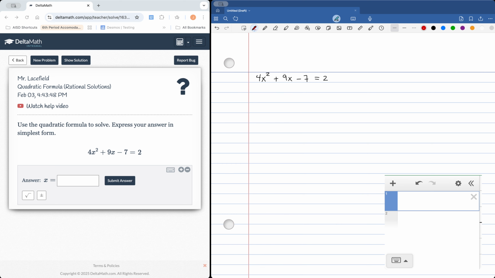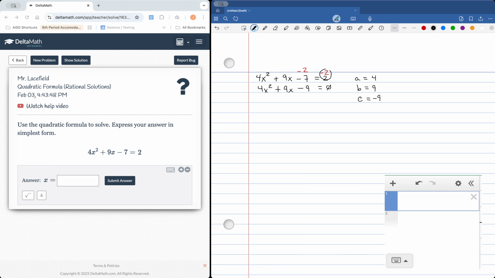One of the first things we want to do is set this into standard form, which means we need to subtract 2 from both sides. That's going to cause this part to go to 0, leaving us with negative 9, positive 9x, and positive 4x squared. Okay, now the next step is to take our ABC values. So we can see in this one that A is 4, B is 9, and C is negative 9.